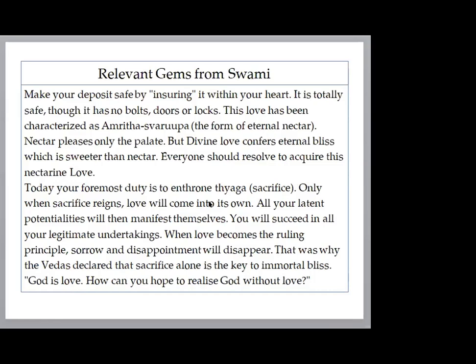Today, your foremost duty is to enthrone Tyaga, sacrifice. Only when sacrifice reigns will love come into its own. All your latent potentialities will then manifest themselves. You will succeed in all your legitimate undertakings. When love becomes the ruling principle, sorrow and disappointment will disappear. That was why the Vedas declared that sacrifice alone is the key to immortal bliss. God is love. How can you hope to realize God without love?